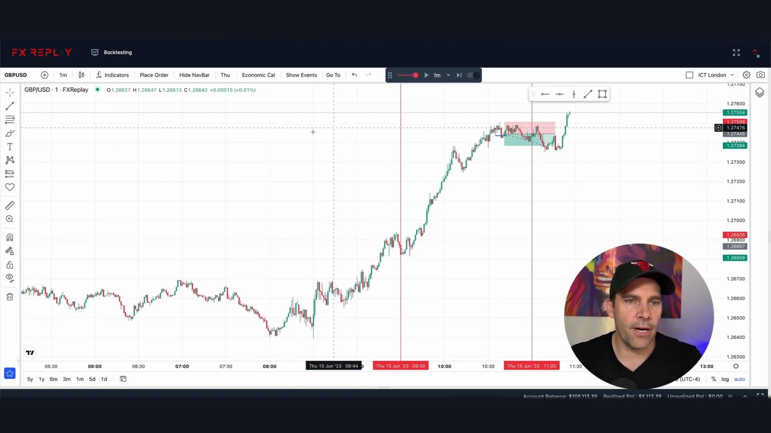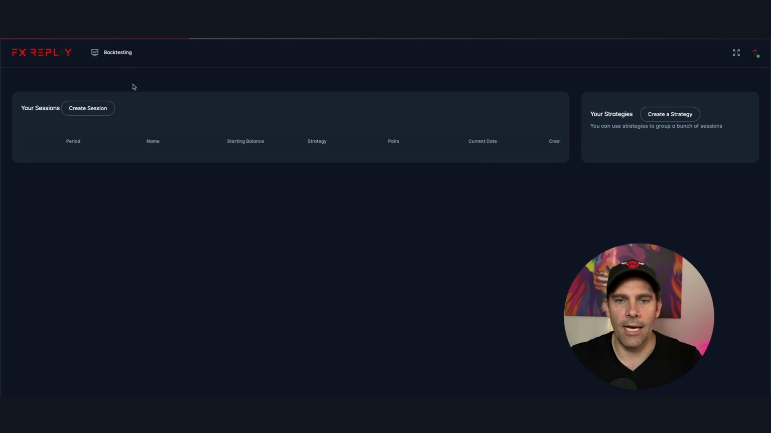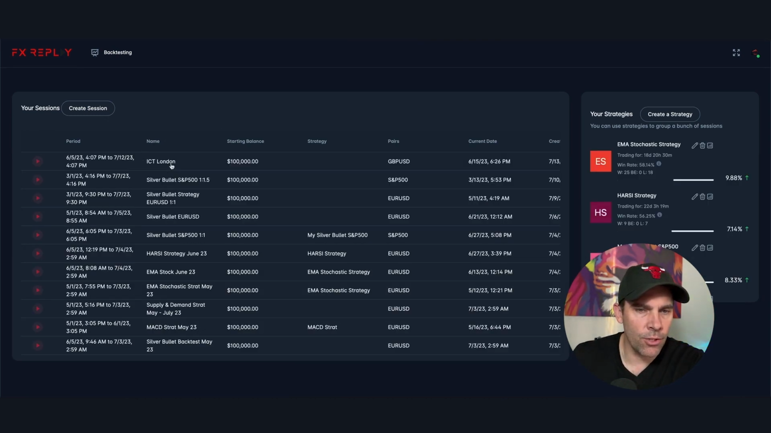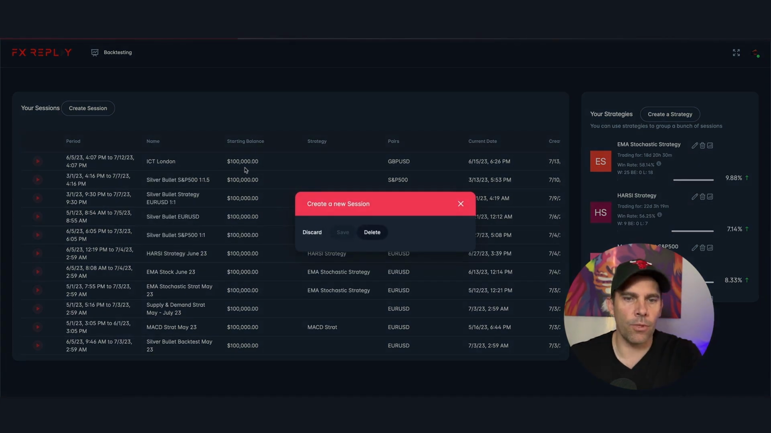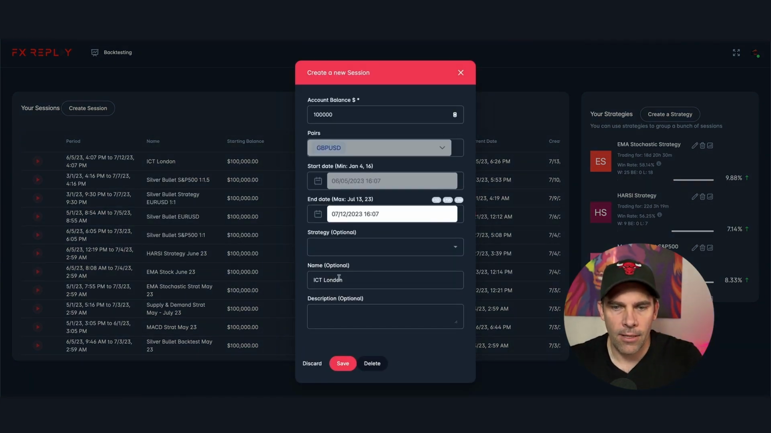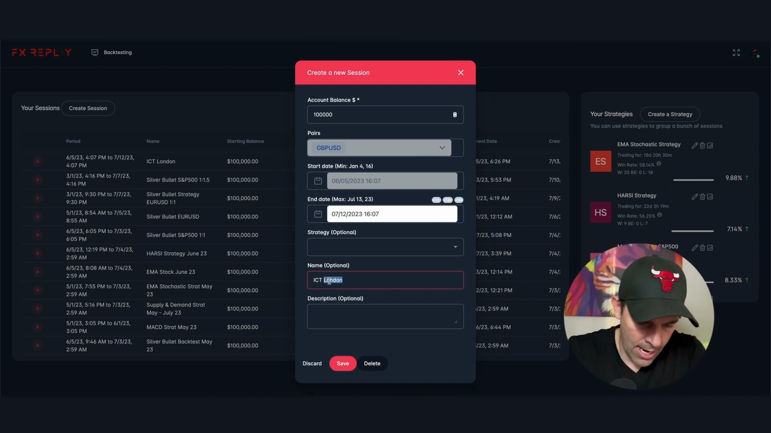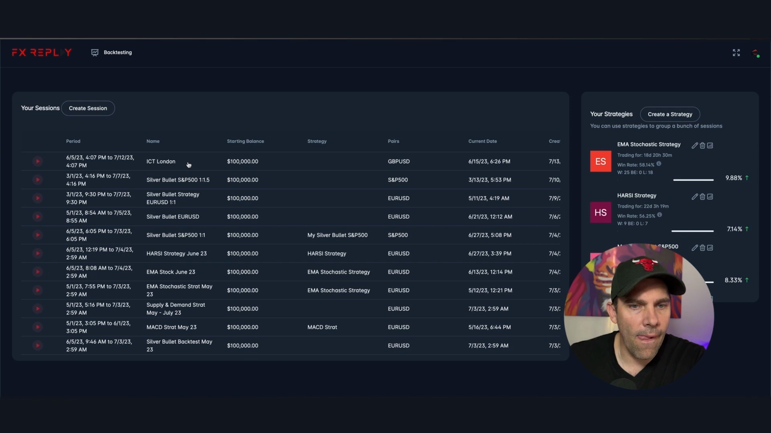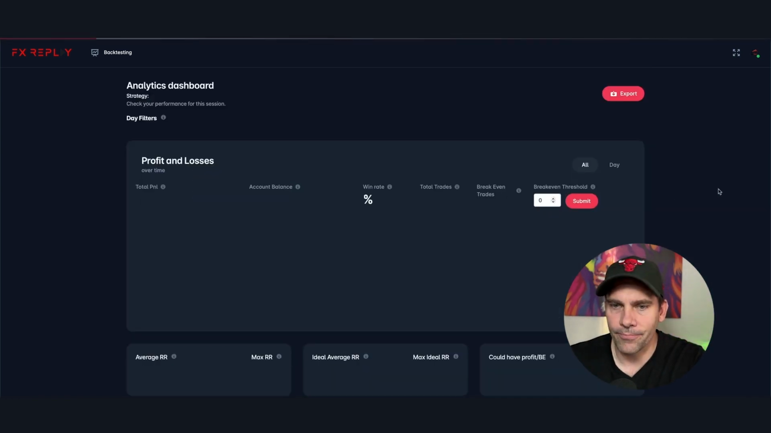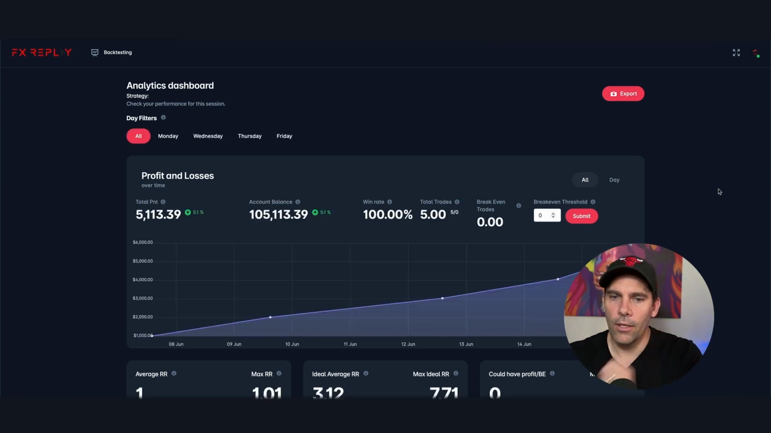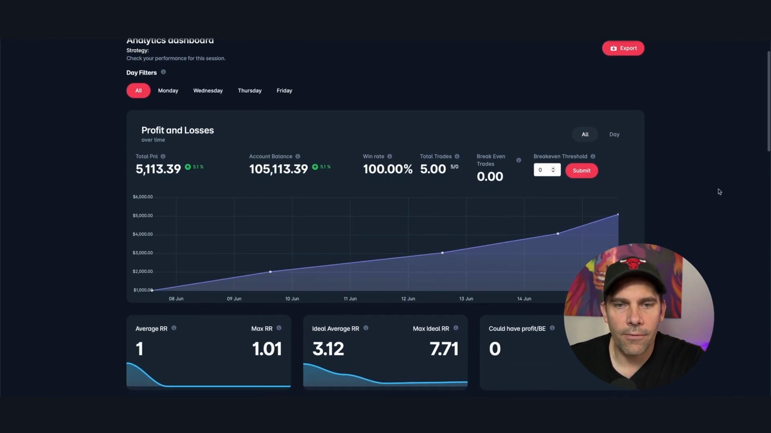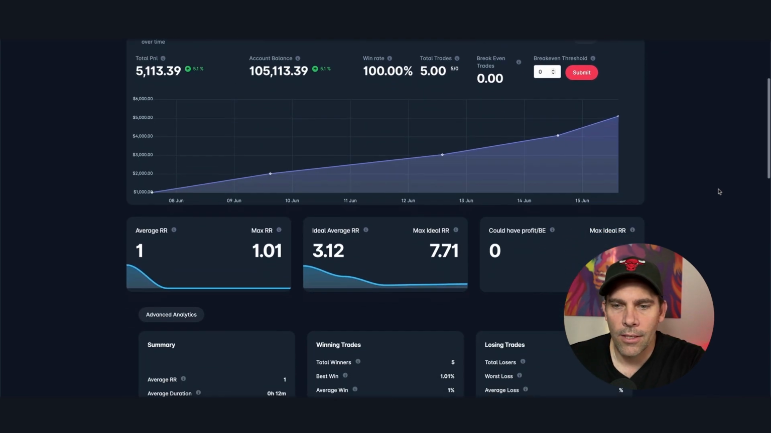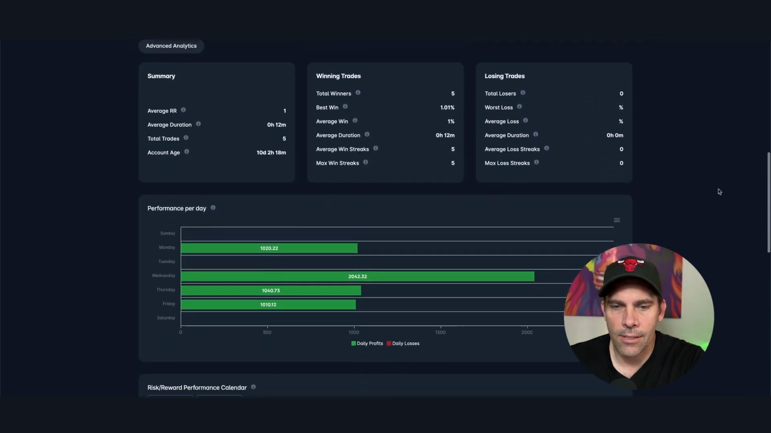We've got 5 trades. Let me just go back to the dashboard. And I've just got to change this because we didn't do ICT London. So let me just edit this one so I'm not confused when I come back. This is ICT NY. Okay, so let me save that and then wait till that changes. Okay, so have a look at these analytics, guys. Win rate 100%, 5 trades, 5 wins. You can't really ask for much more than that, can you, guys?